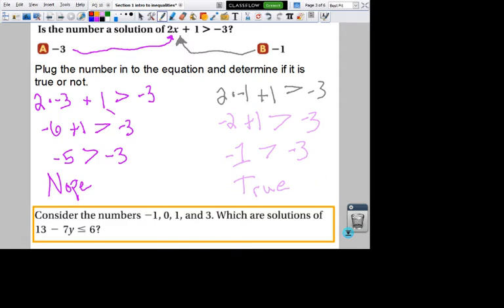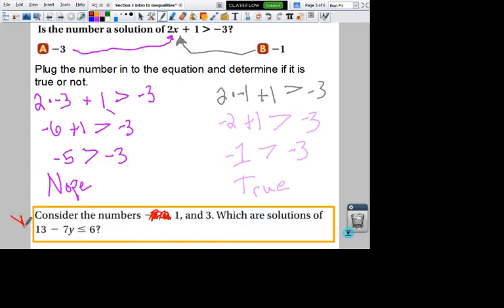Alright, that's going to get us to our first in-class problem. And I'm going to make this a little smaller. So it says consider the numbers -1, 0, 1, and 3, which are solutions of 13 minus 7y is less than or equal to 6. On this one, just like before, we're going to plug in these numbers in for y this time. But I'm going to make this a little bit shorter. And let's only do the numbers 1 and 3. So you're only going to plug the number 1 and the number 3 in for y. So you're going to get 2 answers, just like we kind of did up here. But you're plugging it into this one down here.